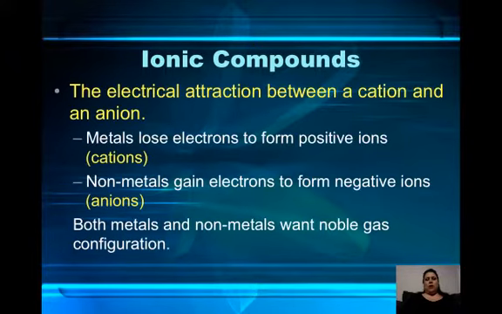So, ionic compounds. Definition. We already discussed this, so this should be something that you already know. But it is the electrical attraction between a cation and an anion. Metals lose electrons to form positive ions called cations. Nonmetals gain electrons to form negative ions called anions. So both metals and nonmetals want noble gas configuration, and that's why they form ions. And then your negatives and your positives attract each other, and you end up with an ionic compound.